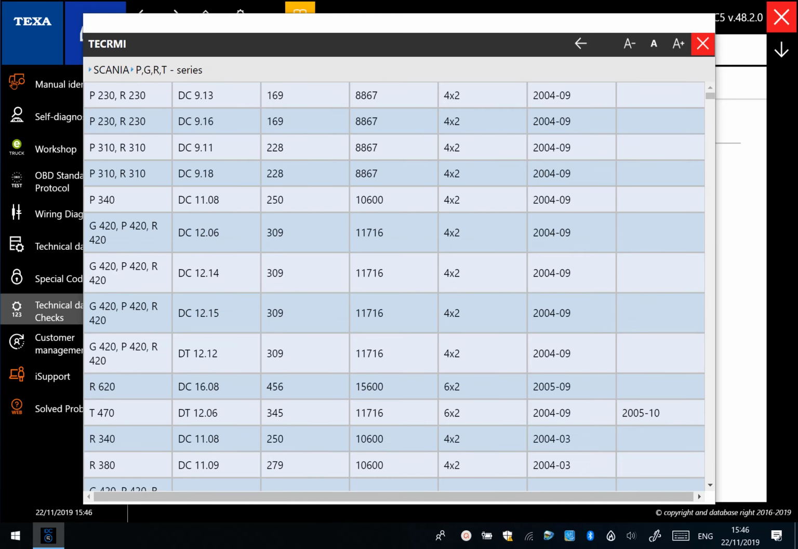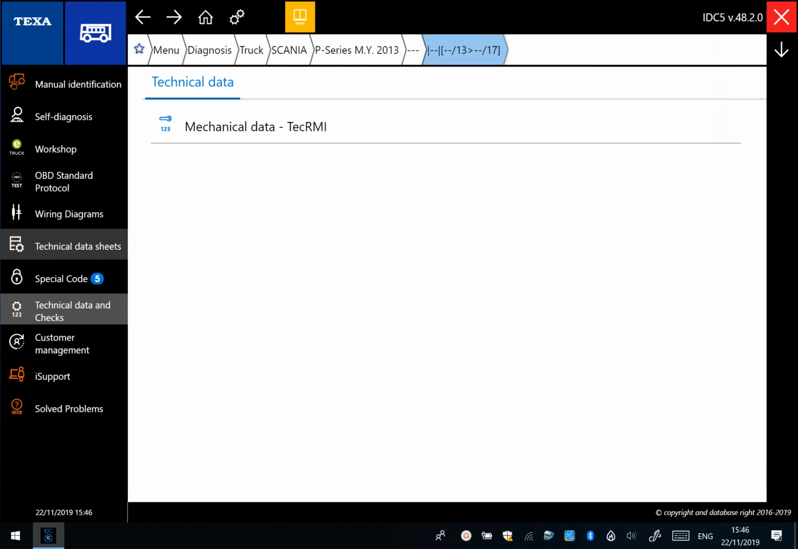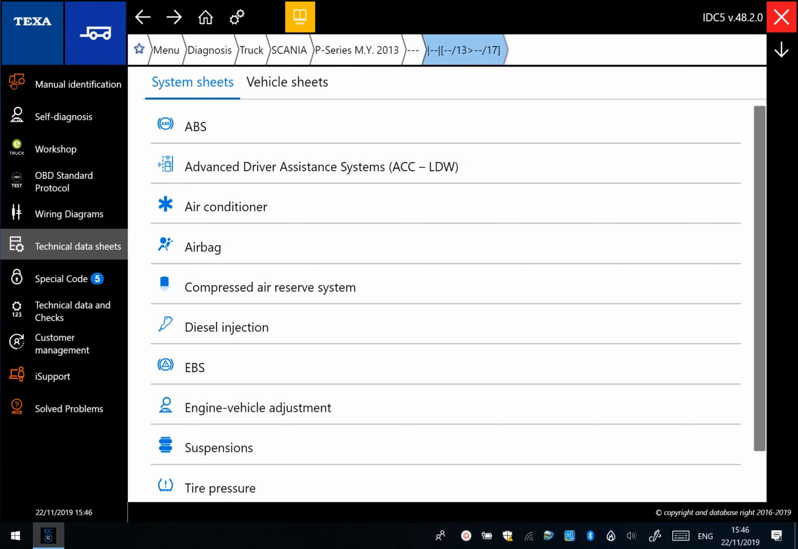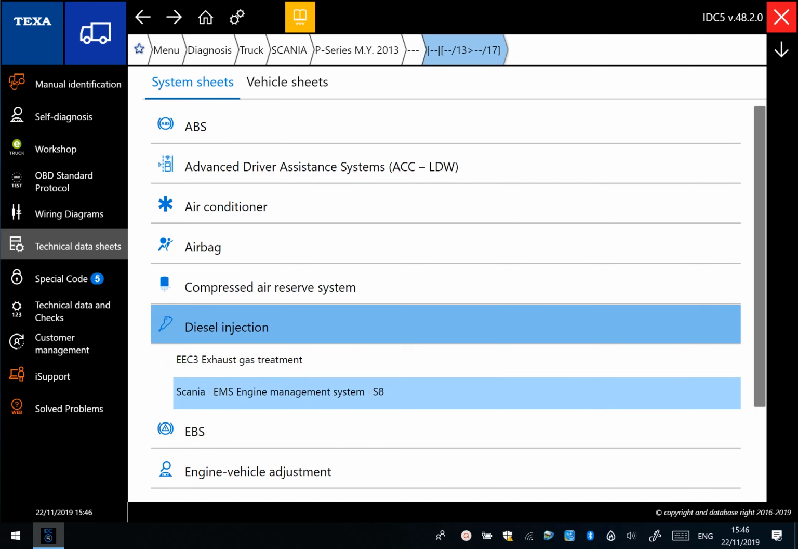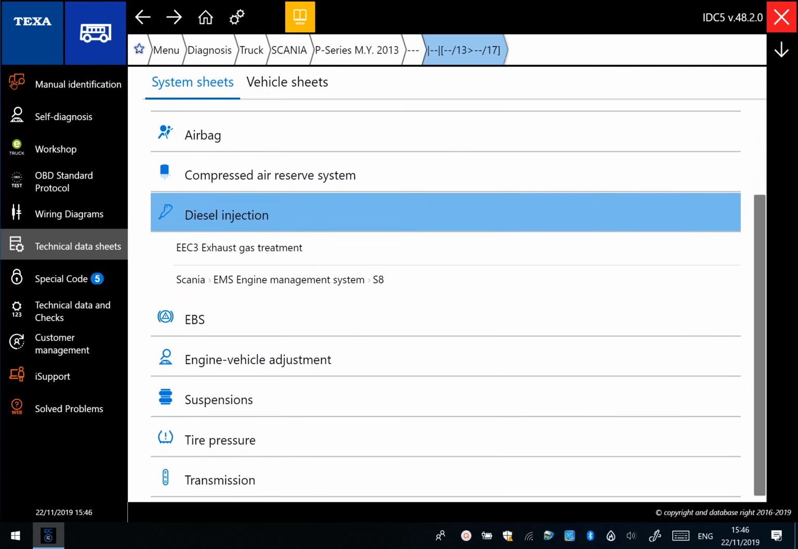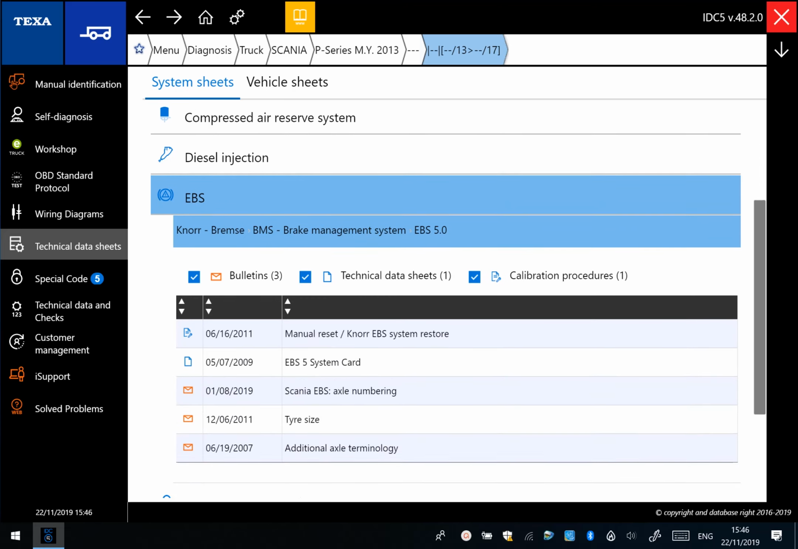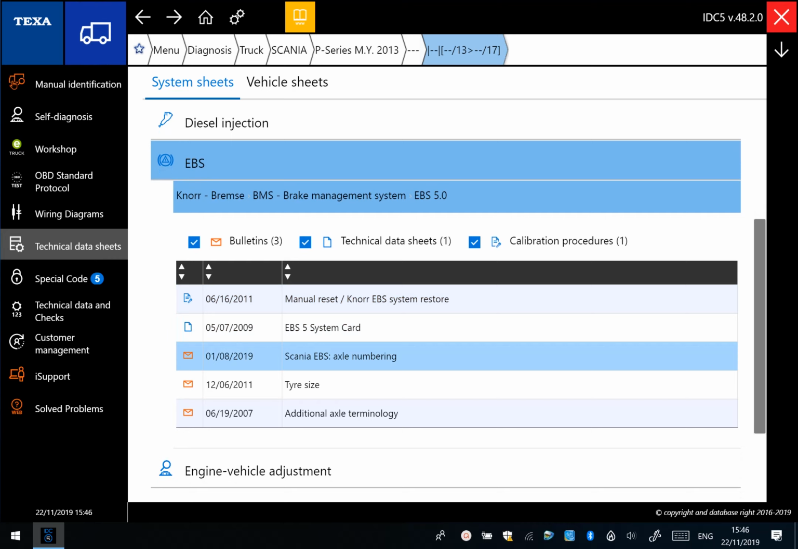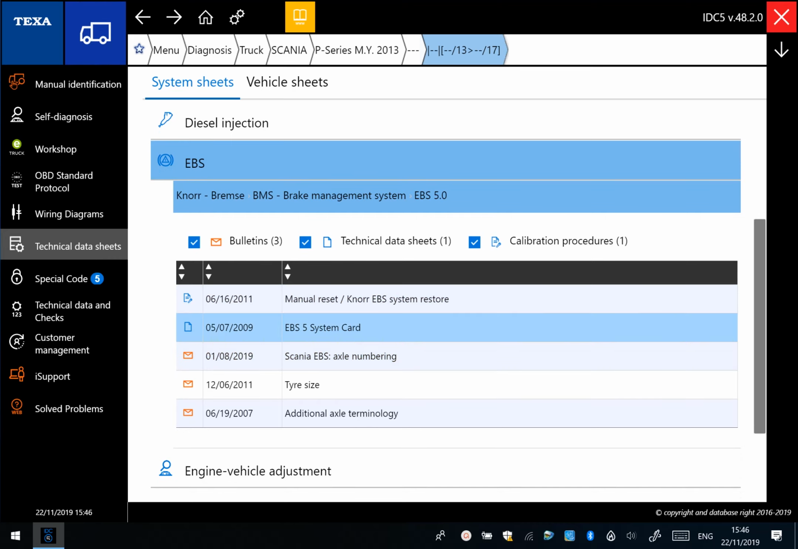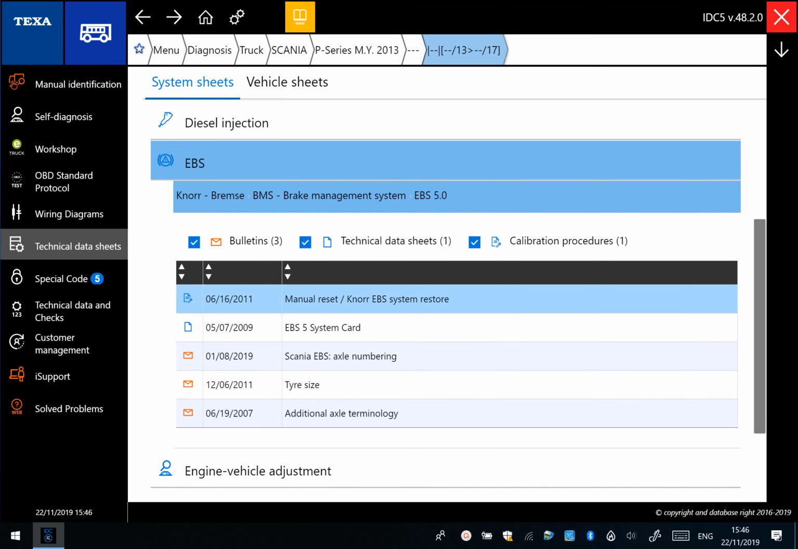What I'd like to show you next is the technical data. These will be dependent on the vehicle and the system, but you can see for this particular system there are data sheets on the exhaust gas treatment. We'll have a look down here, details on the EBS. Again, you've got certainly helpful on the Norbrem system: axle numbering, system cards, system restore, bulletins, technical data sheets, calibrations, this type of thing that again you might not have access to.